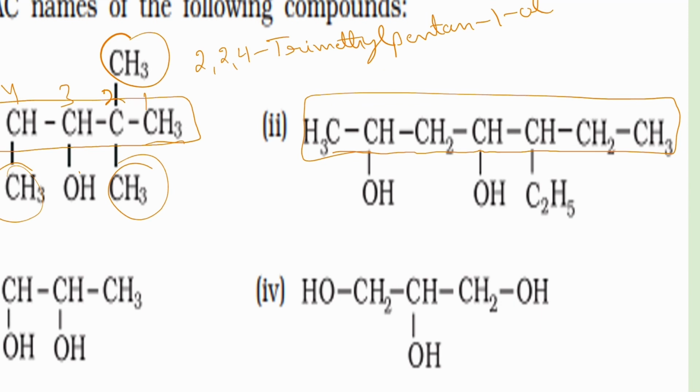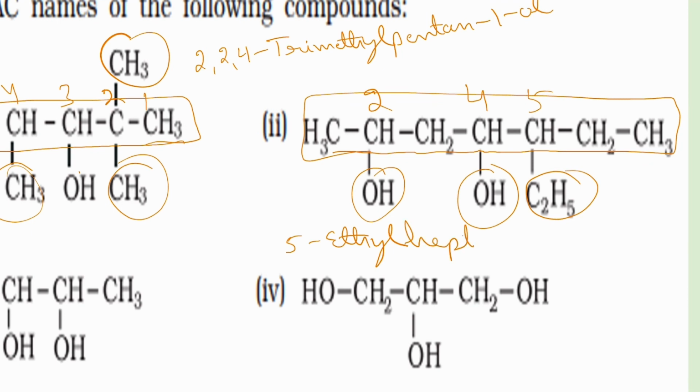There are 7 carbons. So this is clearly heptane with 2 OH groups on second and fourth. Heptane-2,4-diol. And on the fifth carbon we have ethyl. So it becomes 5-ethyl. This ethyl substituent. Heptane-2,4-diol.